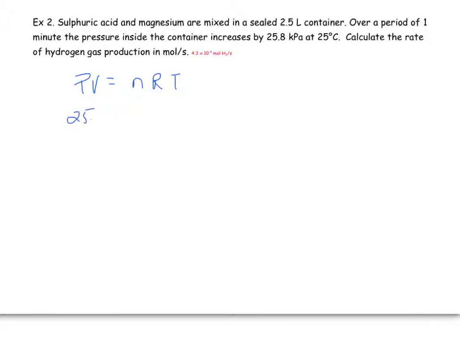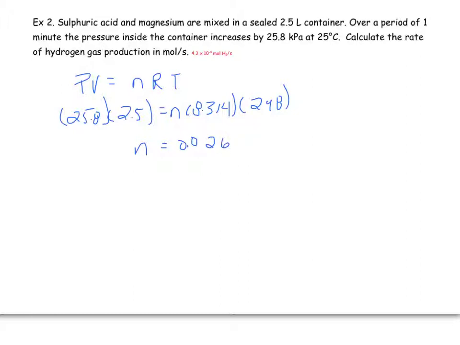The pressure change is 25.8. My volume is 2.5 liters. R is 8.314. And my temperature in Kelvin is 298. To calculate the rate, I will take my change in moles divided by my change in time. Now I created that many moles in 1 minute, or 60 seconds.